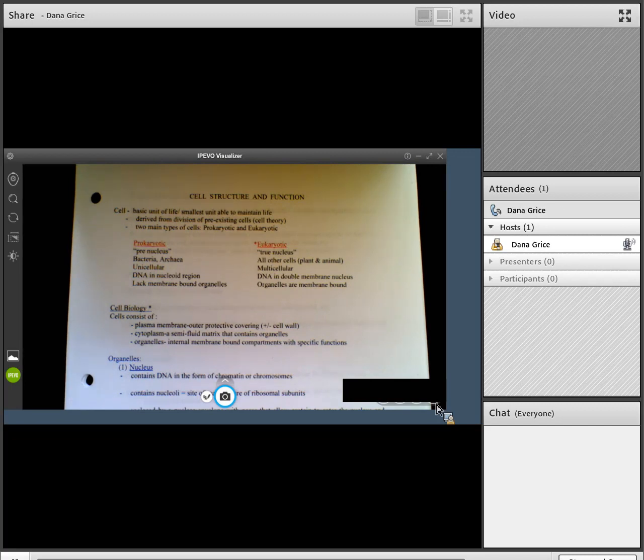But we take the cells and we're going to put them together in tissues. And a tissue is just a group of related cells that are close together that perform the same function. Connective tissue, nervous tissue, etc. And then we take the tissues and we organize them into organs. Everybody's familiar with that, your heart, your liver, your lungs.